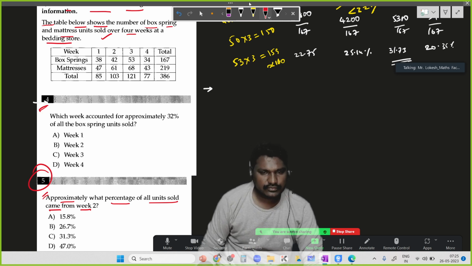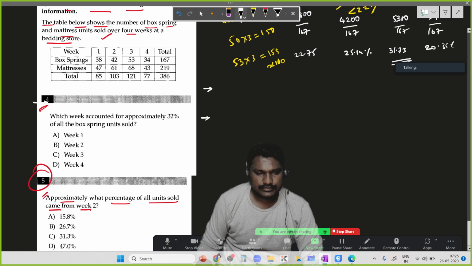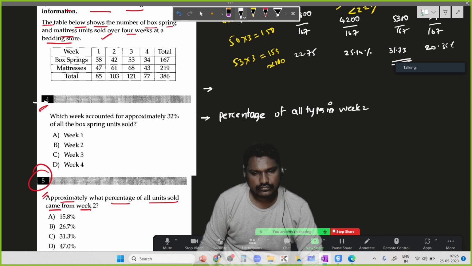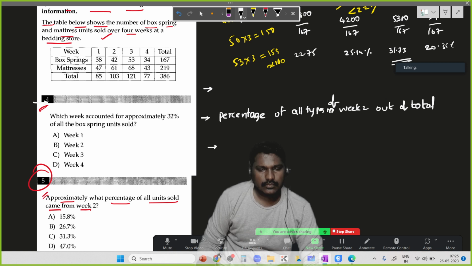So what do we have to do now? Percentage of all types in week 2, out of total. So what is the calculation we have to do here? When we want to find a percentage, for example, if you got 70 out of 100, what will you do? You have to divide, multiply by 100. Yeah, 70 by 100 multiplied by 100.